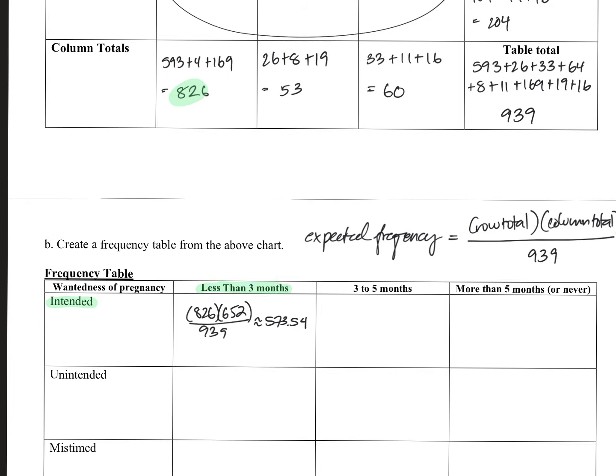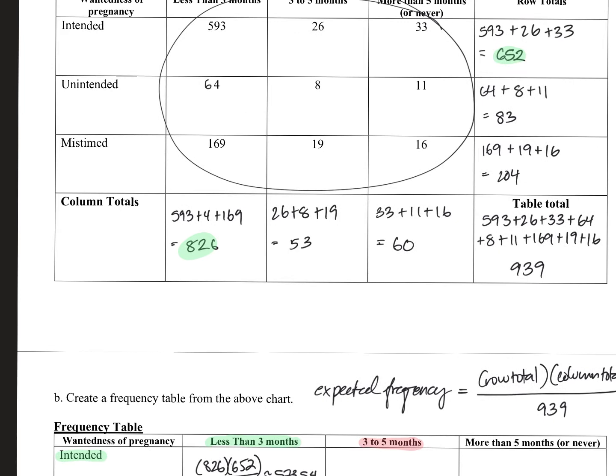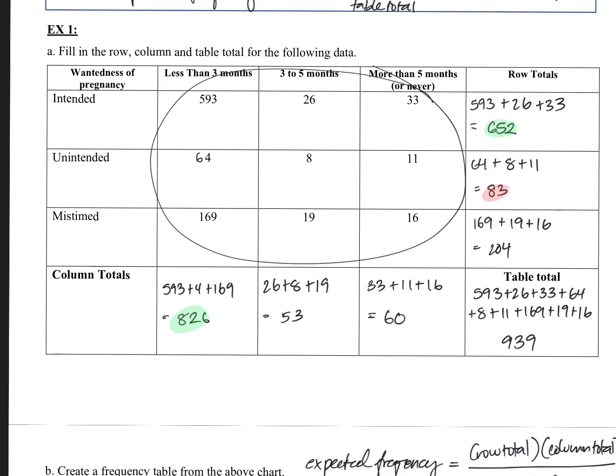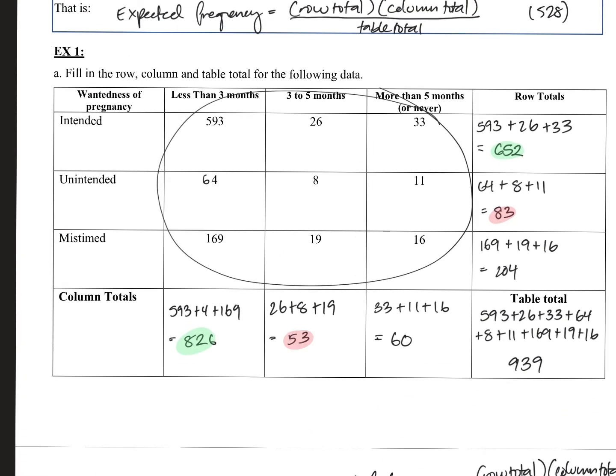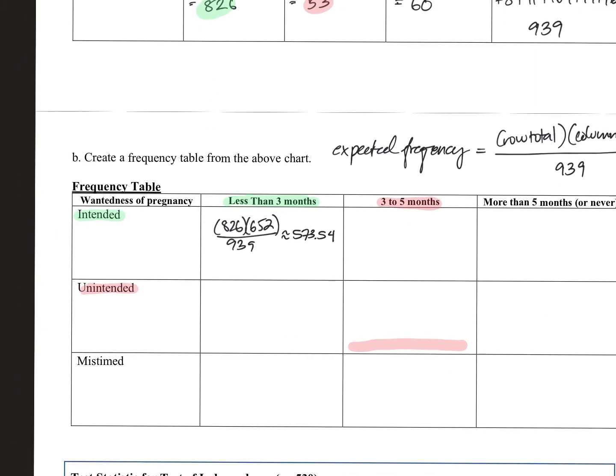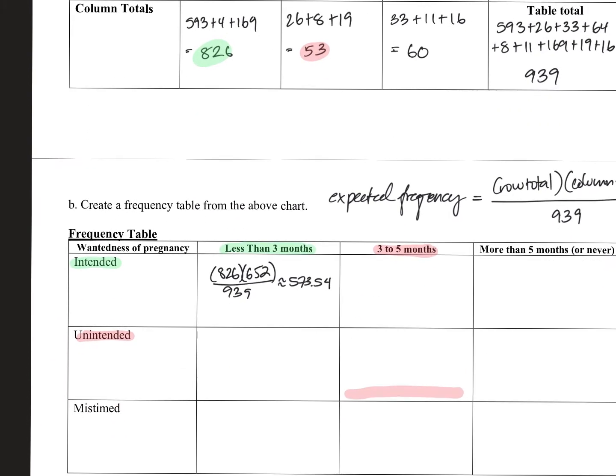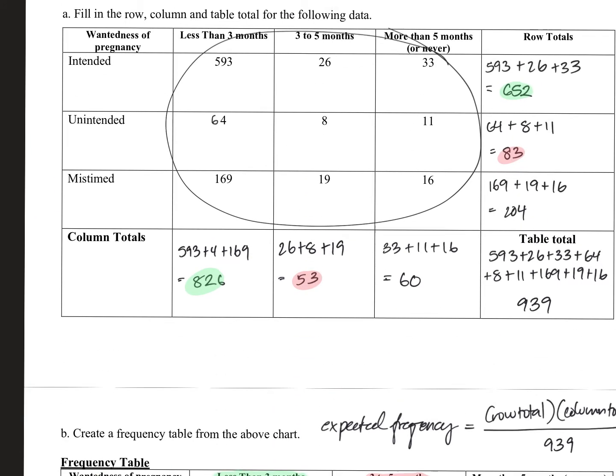So the next one we're going to find, let's do unintended and 3 to 5 months. So that box we'll be filling out is this one right here. Let's see, the total for unintended is 83, and the total for 3 to 5 months is 53. 3 to 5, not up to 5. Okay, well the total for unintended was 83. Total for 3 to 5 months was 53.